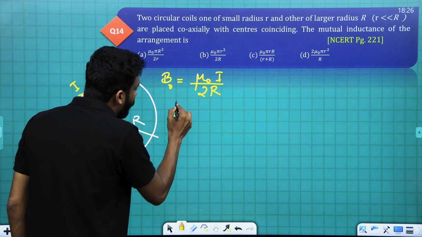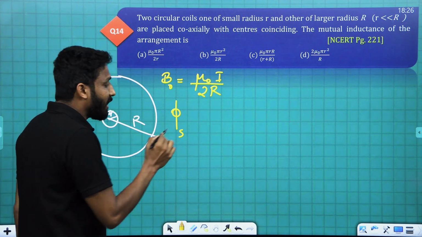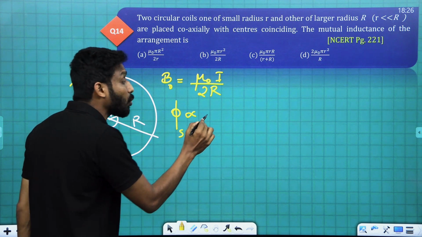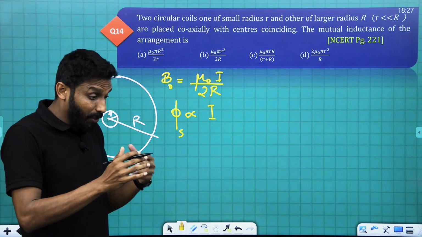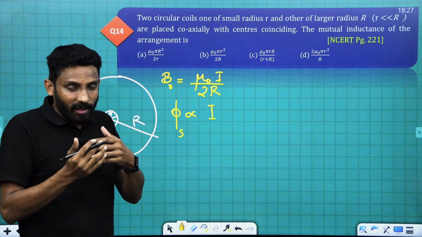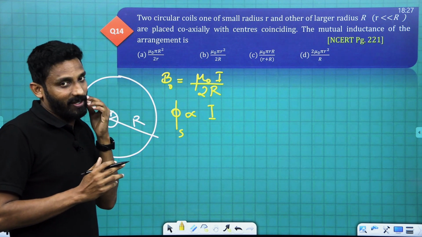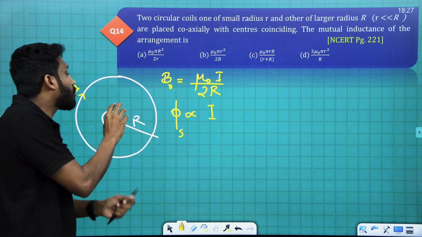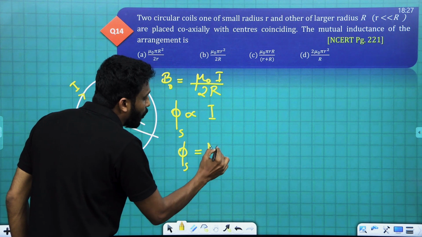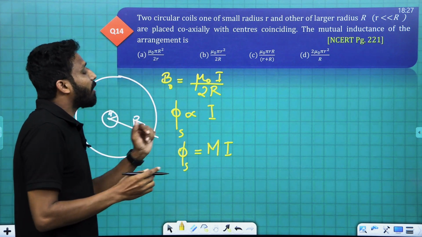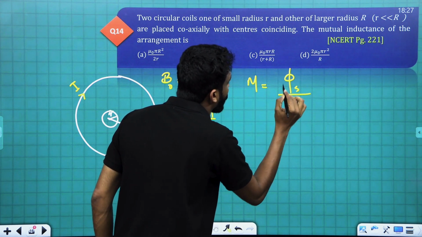So, the magnetic flux of the smaller coil is directly proportional to the current passing through the outer or larger coil. That is the mutual inductance. The flux of one depending on the current of the other, that is the mutual. The flux through the inner one depends on the current through the outer one, and the proportionality constant is called mutual inductance. Clear? So M is equal to flux through the smaller coil divided by the current through the outer coil.